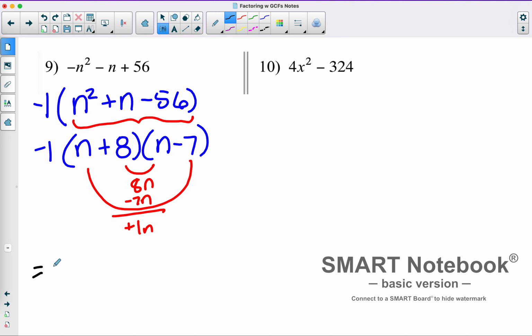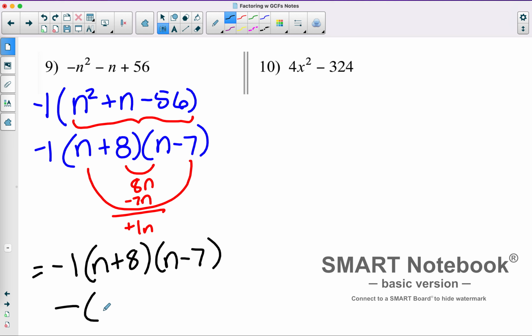So that's our final answer, just -1, n plus 8, n minus 7. And you might not see the -1 there. It might just say negative, and then an n plus 8, n minus 7. That's also acceptable. It's implied that there's a 1 there. I typically like putting the -1 just to serve as a reminder that that's not just some random negative. It has a purpose from the GCF.